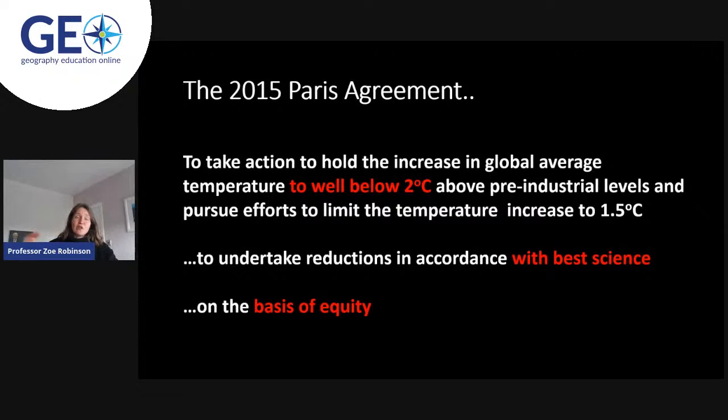This is what led to the further work into looking at the science behind the difference in impacts between 2 degrees and 1.5 degrees. And now we're pretty sure that 1.5 degrees is what we should be targeting. But they also went on to say that these reductions should be done in accordance with best science and absolutely critically on the basis of equity between countries as well.